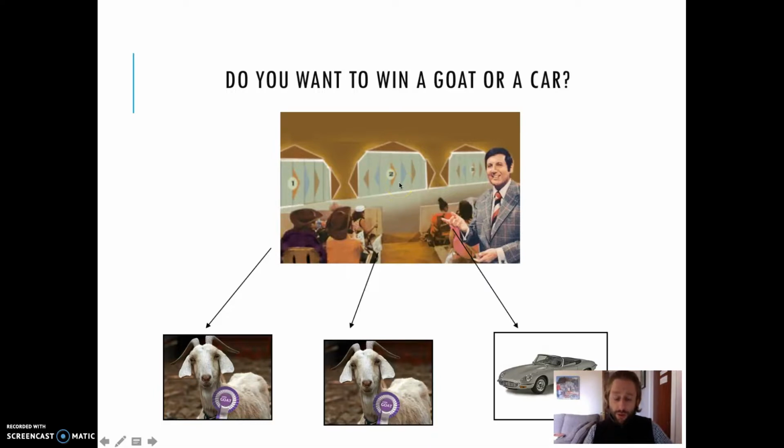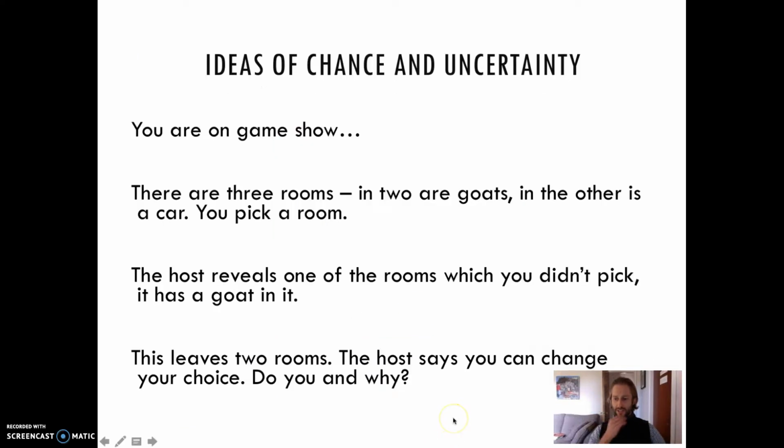This would leave you 2 rooms to pick from: the one that you chose initially and the one the host didn't reveal. The host then says that you can change your choice. My question is, do you? And if so, why? Now, to make this easier for you, you can see the instructions there. Pause this and have a think about what you think would happen. What should you do? Should you stick or should you switch?